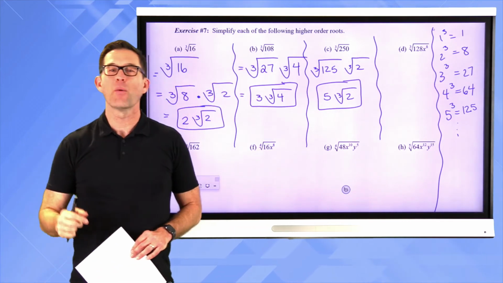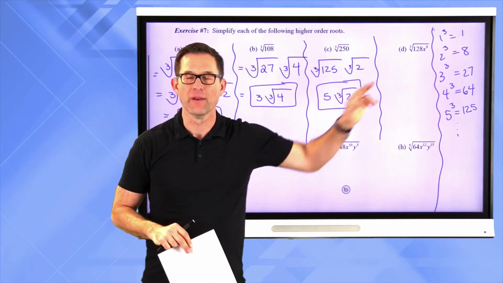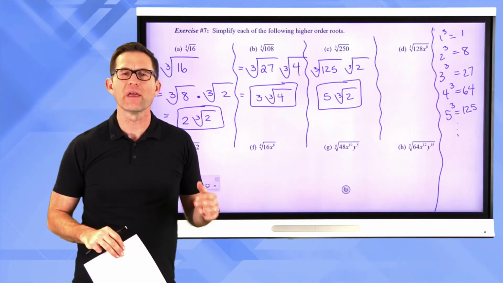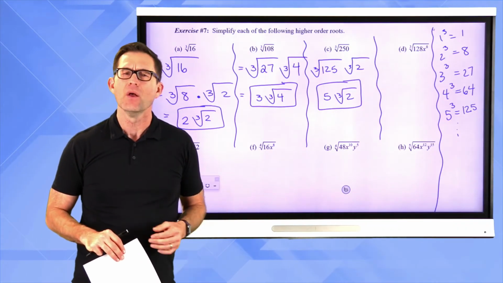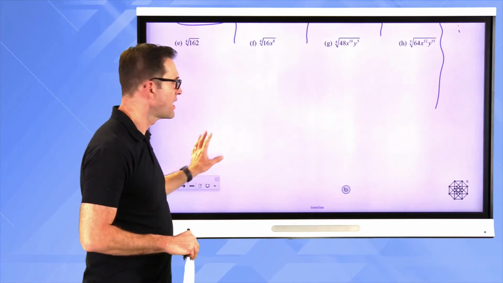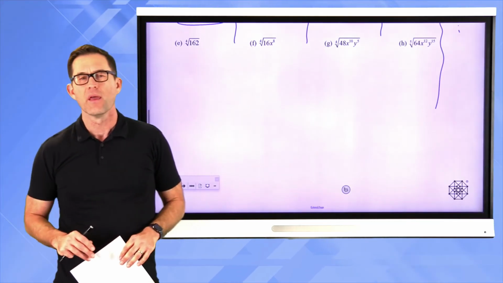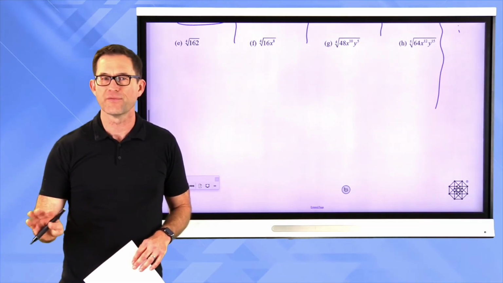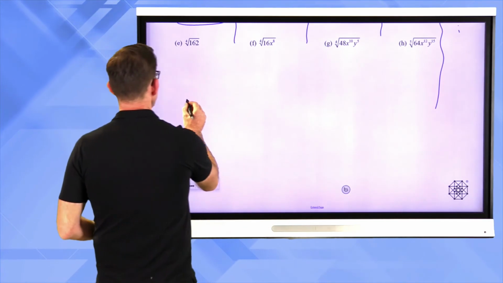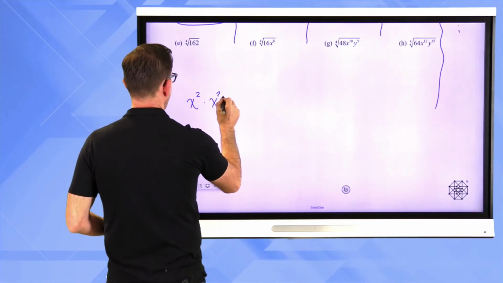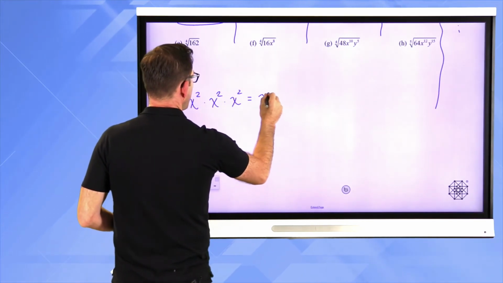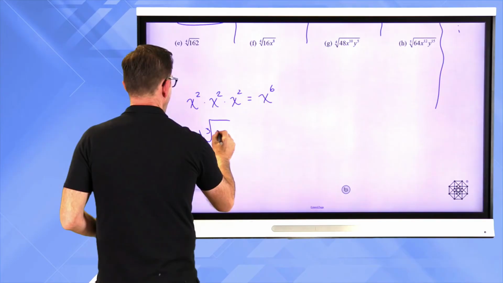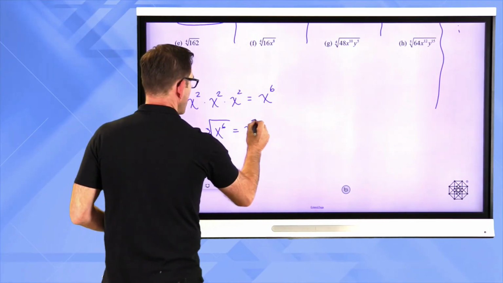All right, now we get to one that finally has a variable underneath it. Again, I want you to think about finding cubed roots of things raised to powers. What should be obvious is that the cubed root of x cubed is x. That's simple enough. But if I took x squared times x squared times x squared, I'd have x to the 6th. So the cubed root of x to the 6th is x squared.